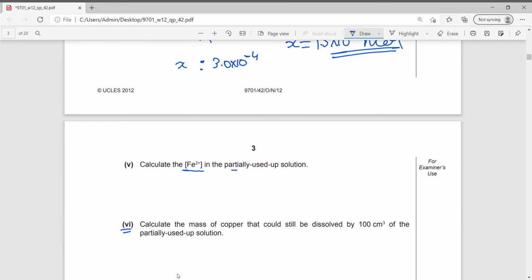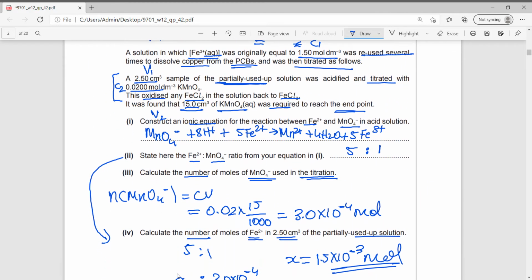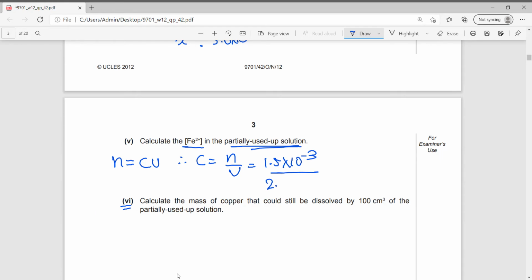And calculate the concentration of the partially used up solution. So the concentration you'd get by n is equal to Cv, so the concentration would be n by V. The moles is what you calculated in the previous question divided by the volume, which is 2.5 cm3, given 2.5 divided by 1000 to convert it into dm3, right? So the answer divided by 2.5 divided by 1000, and you'd get 0.60 mol per dm3.